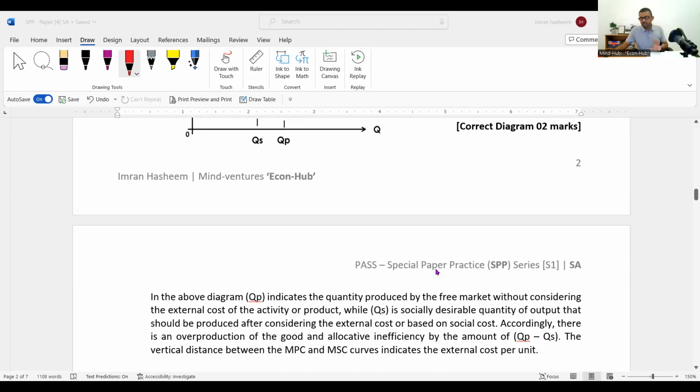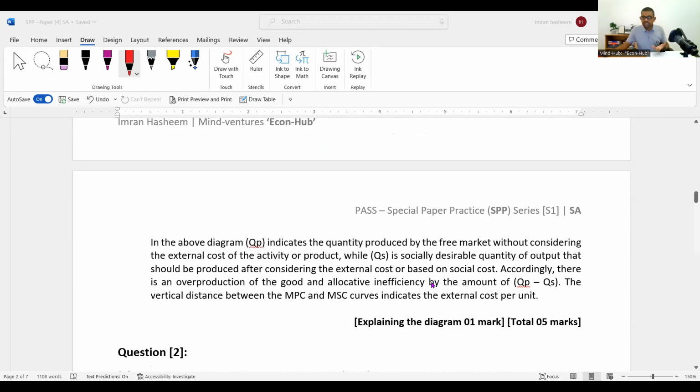Read it once, it will make sense, and you would have written something similar to this, and you can write something similar to this or even better than this. That confidence you guys need to have because you have learned these things properly.